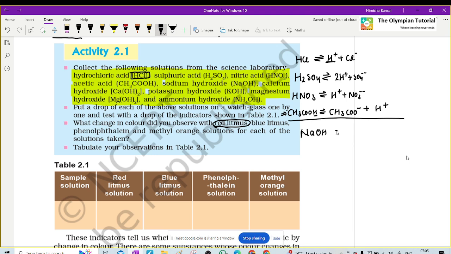Sodium hydroxide. This is a base. How can you say that it is a base? It will give sodium ion and hydroxide ion, Na+ and OH-. Next one, calcium hydroxide. Calcium ion plus 2 hydroxide ions.